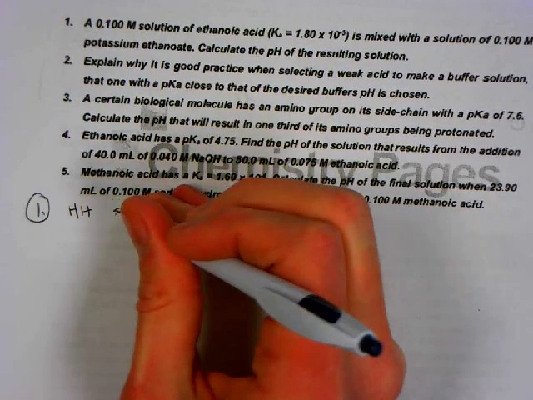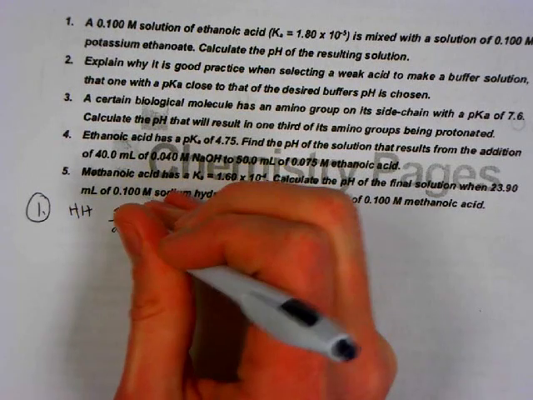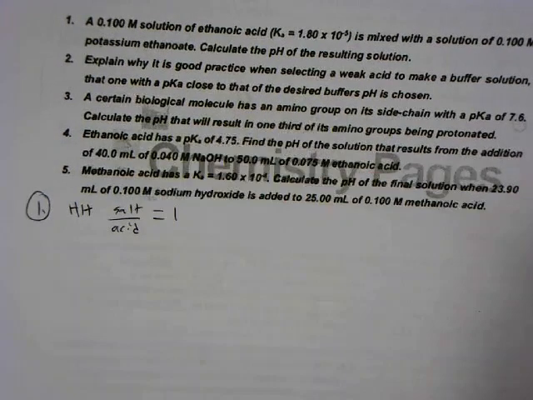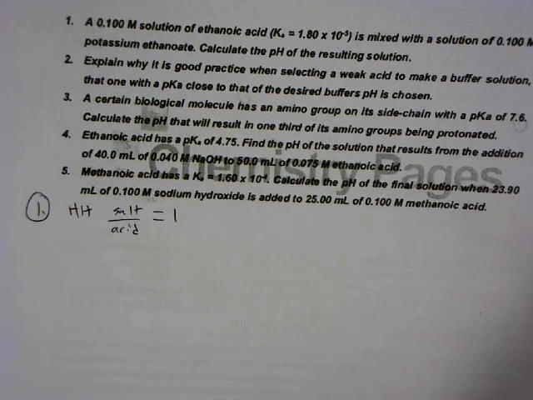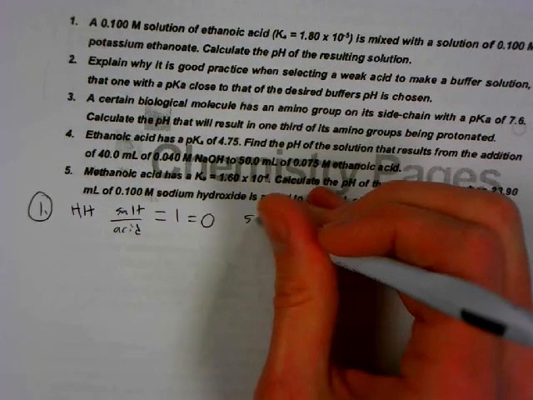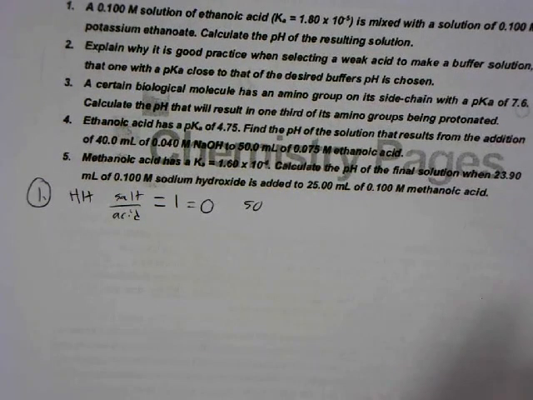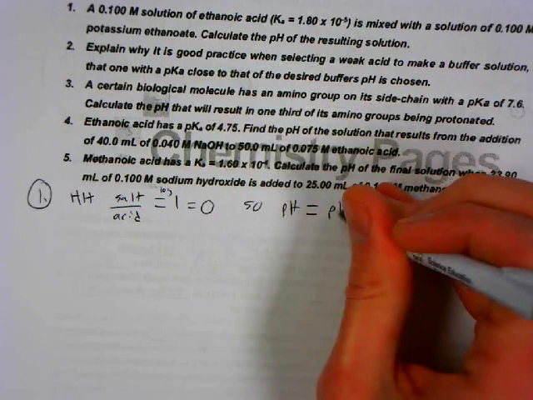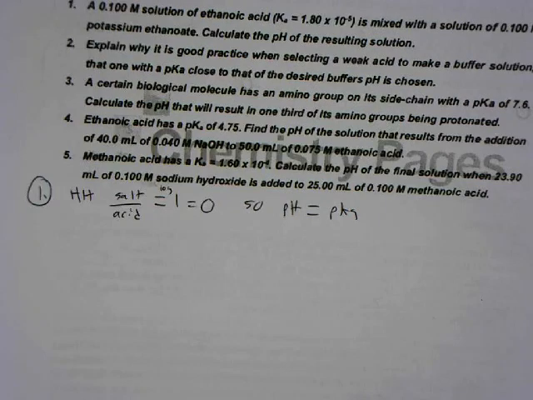Henderson-Hasselbalch. We know in the Henderson-Hasselbalch equation, my concentration of salt over my concentration of acid is going to equal what here? 1. And I know that the log of 1 is equal to 0. So based on the Henderson-Hasselbalch equation, this means that pH is going to equal pKa.